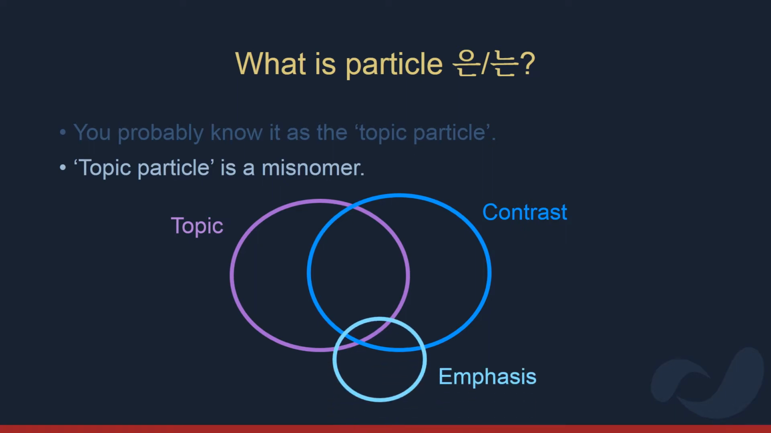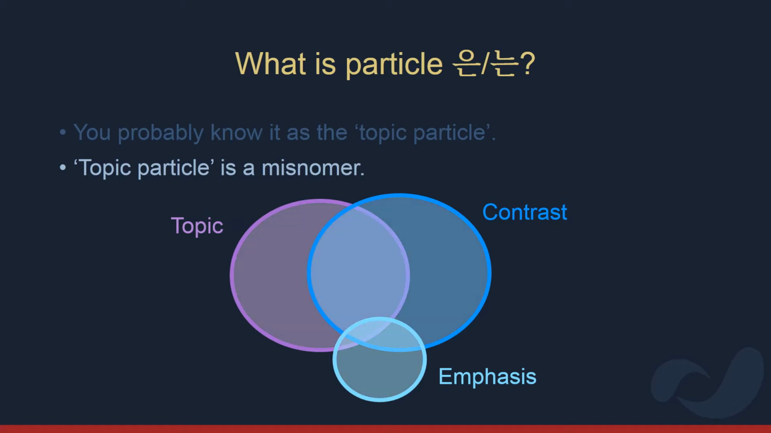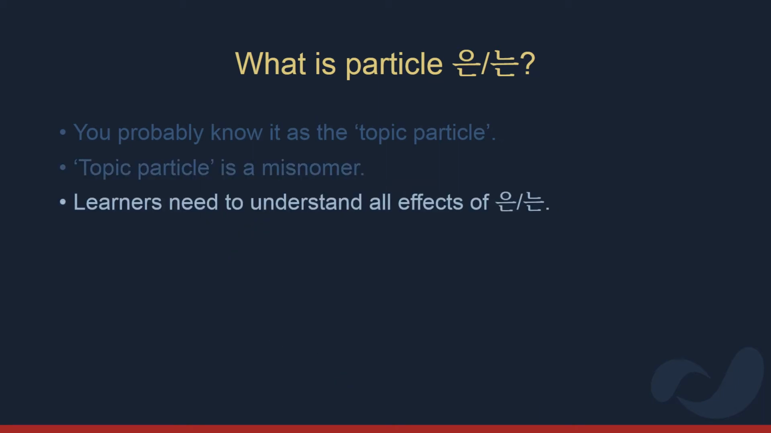Before we evaluate each effect with an example, a short disclaimer. What's meant by topic, contrast, and emphasis is a matter of definition. Some linguists will argue topic means this or contrast means that. I've selected the definitions which most linguists agree upon and the ones which will help Korean learners the most. However, be aware that there are other definitions out there. Given that there's more to this particle than topic marking, Korean learners need to understand all the effects. From these effects come many different usages.